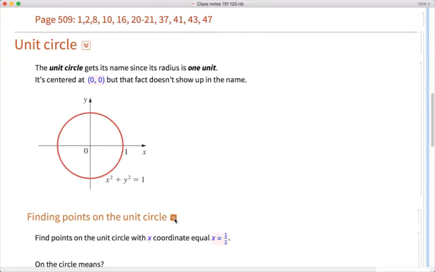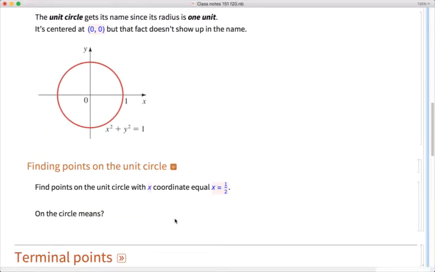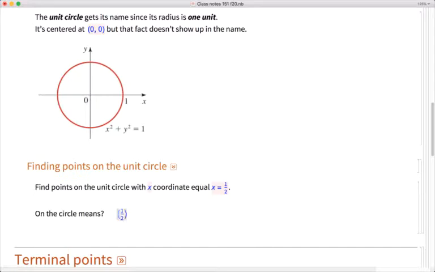So we're going to find some points on the unit circle. In particular, we're looking for the xy pairs that are on the unit circle and have x coordinate equal to a half. So in the picture, here's x equals a half, so we're expecting a point up here on the top half of the circle and also a point somewhere down here on the bottom half. The phrase that the points are on the circle means necessarily that when we plug into the equation for the circle, we'll get equality.